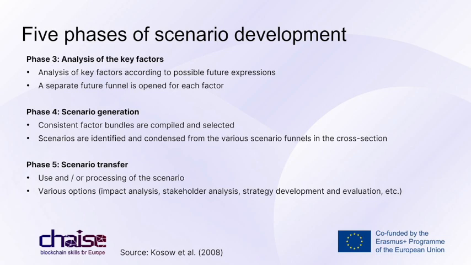Phase 4. Scenario generation. Consistent factor bundles are compiled and selected. Scenarios are identified and condensed from the various scenario funnels in the cross-section. Phase 5. Scenario transfer. Use and/or processing of the scenario. There are various options how to use the scenario generated: impact analysis, stakeholder analysis, strategy development and evaluation, etc.